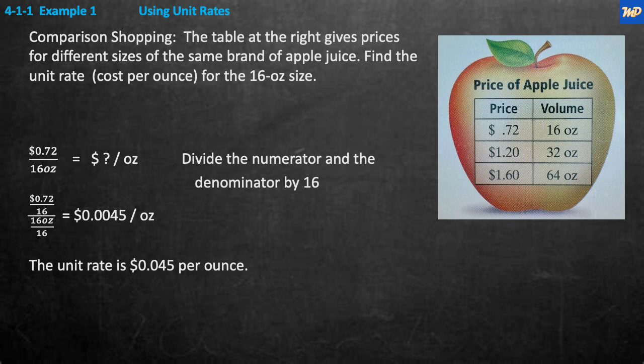Take the $0.72 and divide it by 16 ounces. That'll give you the dollar cost per ounce. Okay, that's going to tell us what the cost per ounce is. It says divide the numerator and the denominator by 16. So we did it here. We said 72 cents right here divided by 16, and 16 ounces divided by 16.